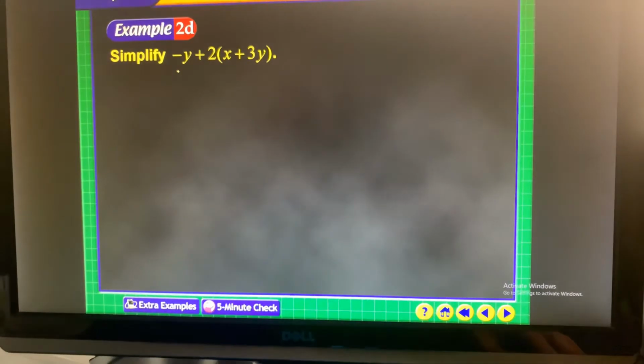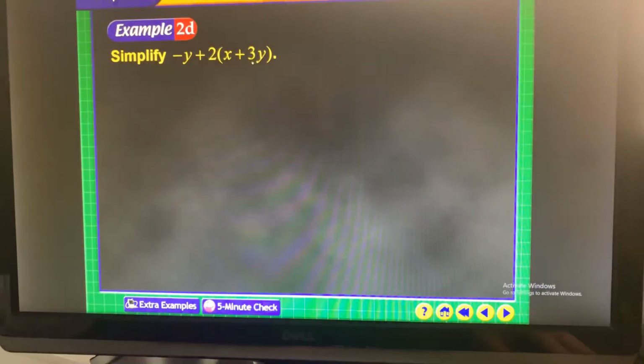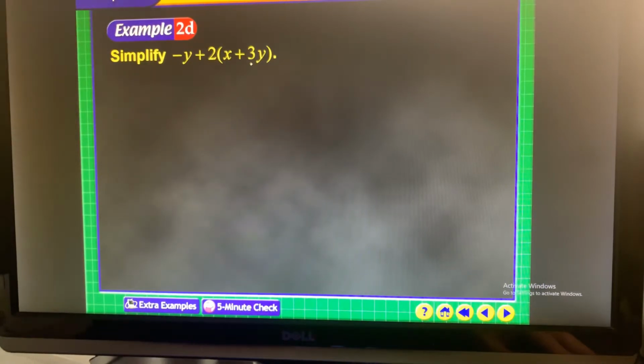Okay, so let's read it. We really should have been reading them all to begin with. Negative y plus 2 times the quantity of x plus 3y's. Notice I said times the quantity. That means there's a distributive property here. So here's what I want to do. I want to set everything up first.